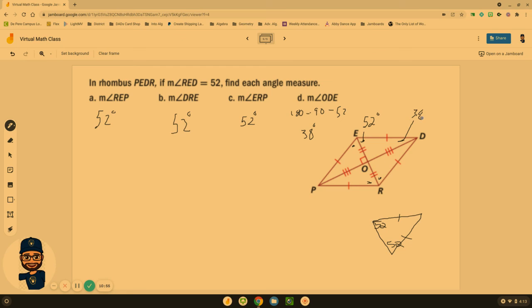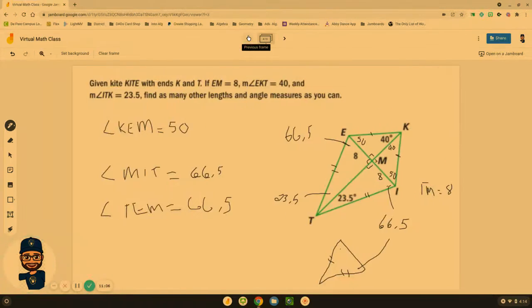So again, a kite has some unique properties based on what it's set up as and where they give us certain angle measures. If you have questions as you're working through today's problems, especially how to set it up or what angles are congruent, please make sure that you reach out.